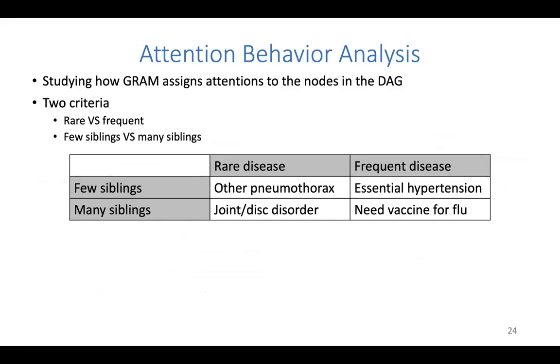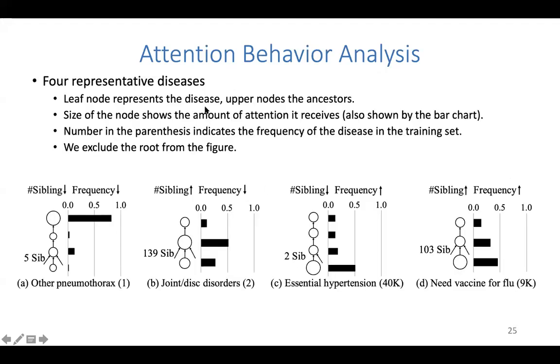This is more for billing purposes, but still it is part of the ICD-9 diagnosis code, or actually the CCS diagnosis code as well. So need vaccine for flu is both frequent and has many siblings. So there are 4 types, and let's see them one by one. Here are 4 representative diseases.